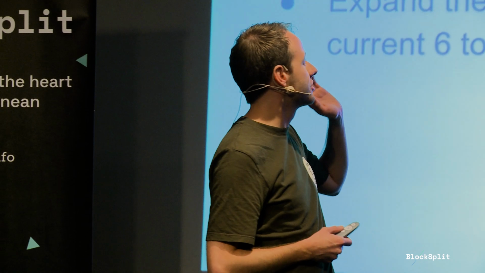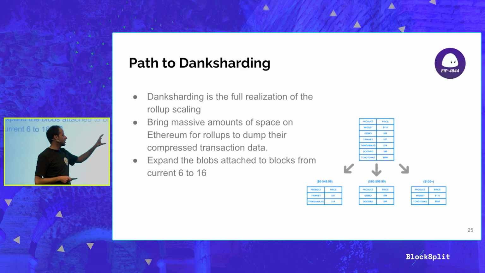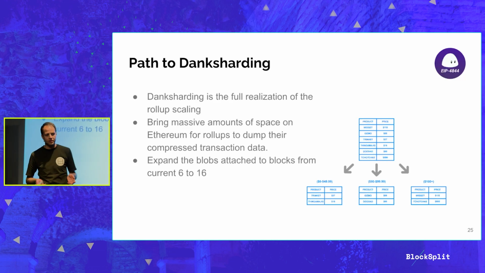So we talked about proto-danksharding, but what is needed for full danksharding? Let's talk about sharding first. Let's use a standard database as a reference. We have multiple items and their prices. And we will shard it on one field, the price. So basically items below $50 are in one table, between 50 and 100 will be put in another, and above 100 will be put in a third. So basically this is standard database sharding.